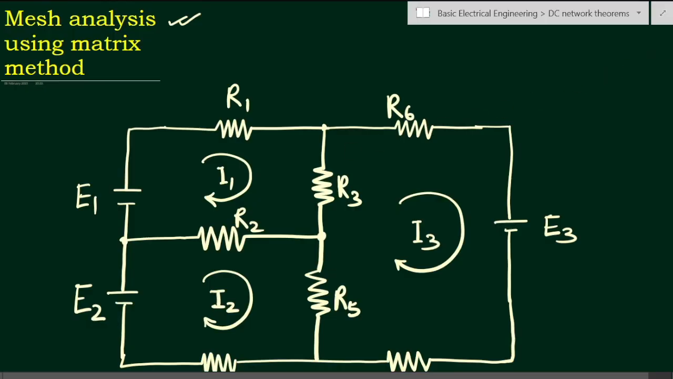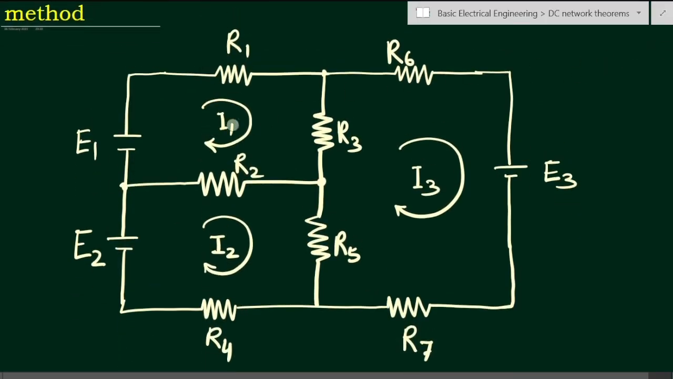Here in this figure we can see we have the resistances R1, R2, R3, R4, R5, R6, R7, and we have EMF sources E1, E2, E3. These are the directions of voltage: positive, negative, plus, minus. That is, positive means higher potential, negative means lower potential.